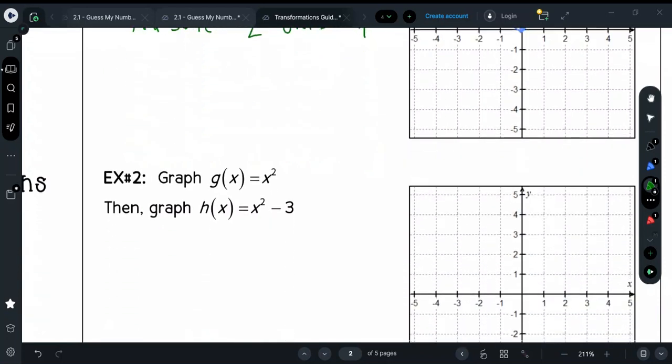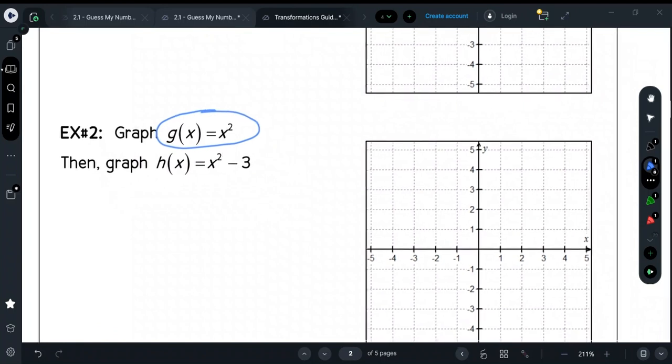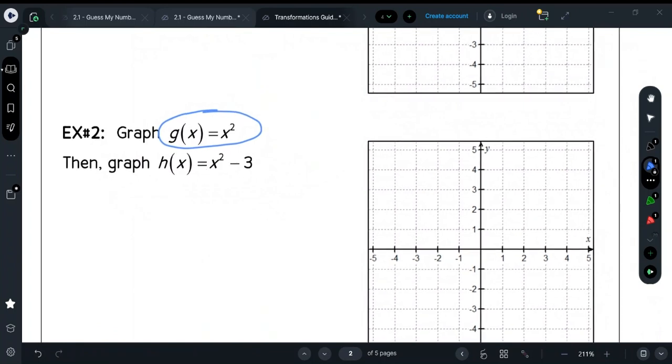Okay, example number 2. Here's our parent function. G of x equals x squared. This is a quadratic, and x squared is the most simple quadratic we can have. This is what it looks like. Again, you have this in your notes from our previous class, from our parent functions. It's got a point at 1, 1, and then at 2, 4. And then it's got a point at negative 1, 1, and negative 2, 4.